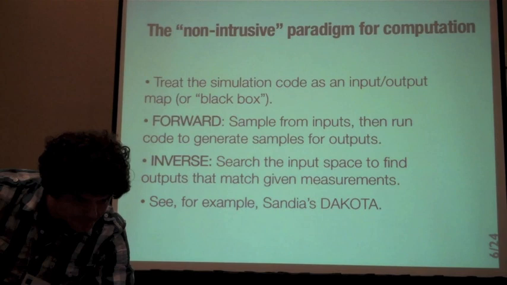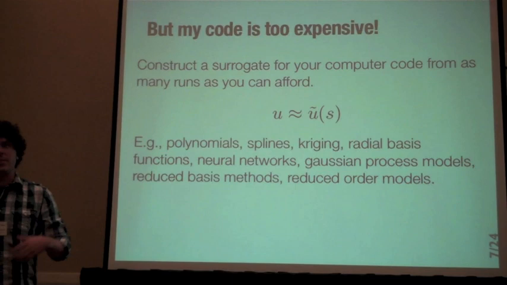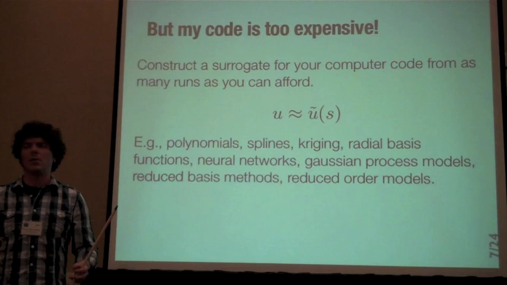But what happens if, all of that is fine and dandy if your code is really easy to evaluate. You wrap Dakota around it, you run it as many times as you need to. But what if your code is like that picture I showed, some kind of multi-physics, high fidelity simulation code with all kinds of components? It's complicated, it takes a long time to run on your computer. So my code is too expensive.